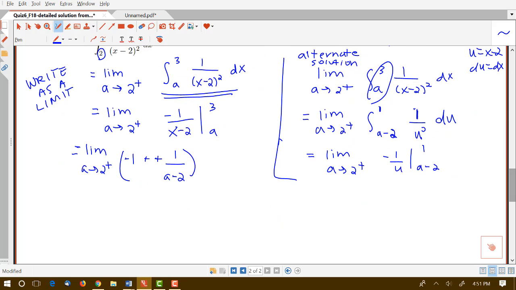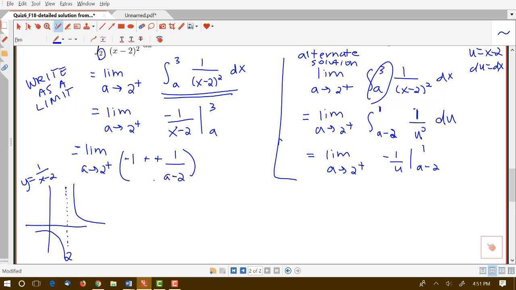Now we want to think about what's happening to 1 over a minus 2 as a goes to 2 from the right. You can think about a graph of y equals 1 over x minus 2, if that helps. The graph of 1 over x minus 2 has a vertical asymptote here at 2, and the graph looks something like this. So as we approach 2 from the right, as we're getting closer and closer to 2, the values are getting bigger and bigger.